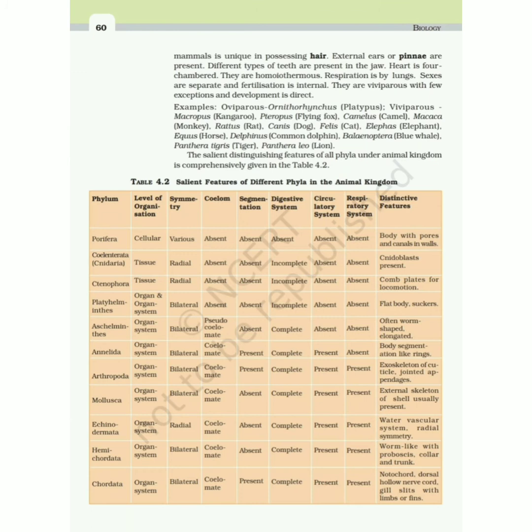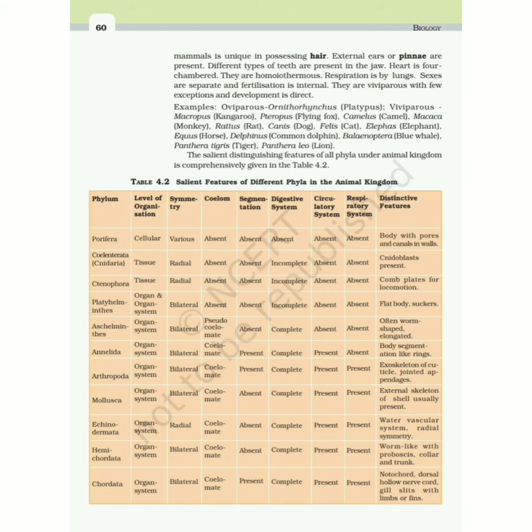Mammals are unique in possessing hair. External ears or pinnae are present. Different types of teeth are present in the jaw. Heart is four-chambered. They are homoiothermous. Respiration is by lungs. Sexes are separate and fertilization is internal. They are viviparous with few exceptions and development is direct.